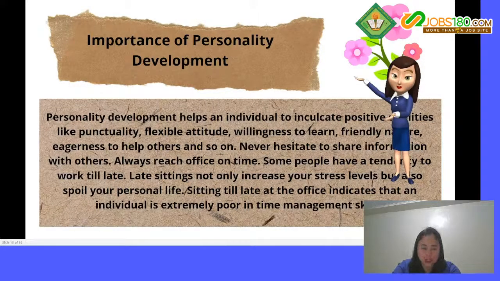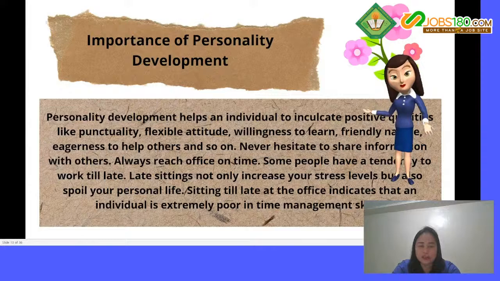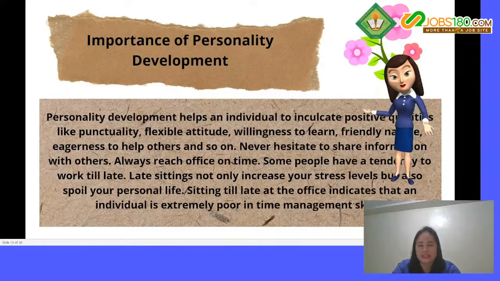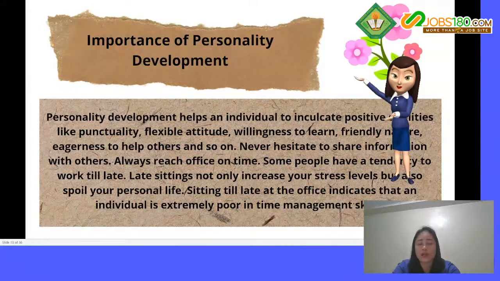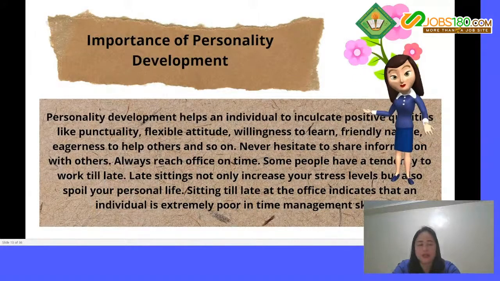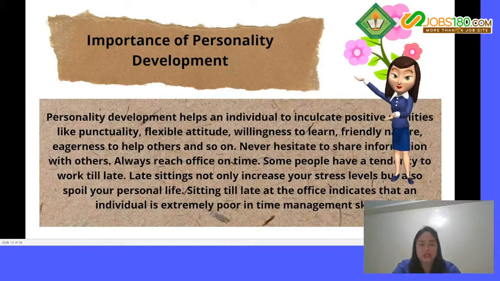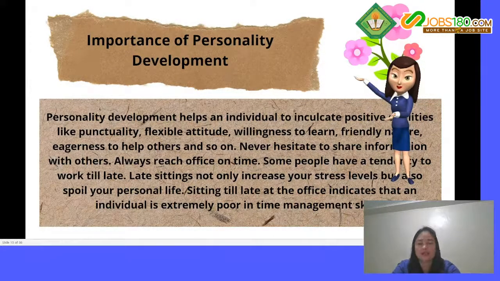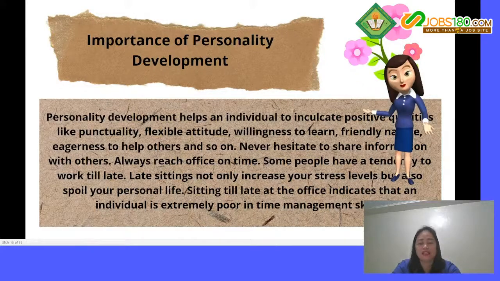dapat mayroon kang punctuality, flexible attitude, willingness to learn. Dapat kung hindi mo alam, kumbaga pag-aralan natin. Friendly nature, eagerness to help to others, may kusa tayo o may pagtulong tayo sa kapwa natin. And yung mga nalalaman natin ay kailangan nating i-share naman sa iba kasi yung mga nalalaman naman natin ay share naman yun sa atin. I-share na lang natin sa iba.